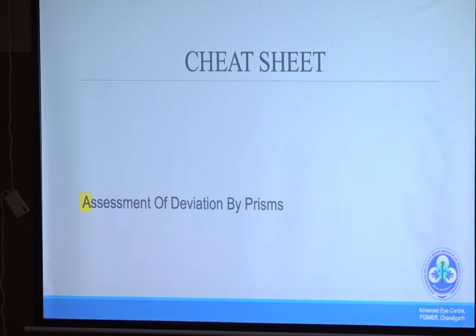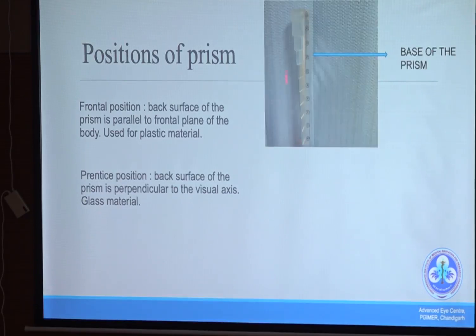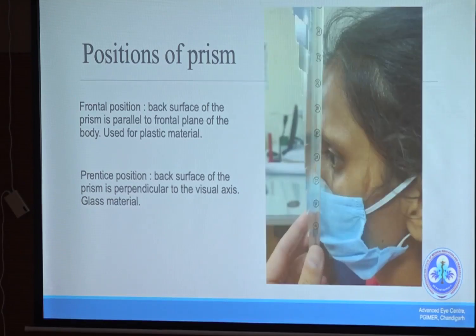The last thing that I want to tell you is how you assess deviations by prisms. Once you have established that yes, this is the exotropia I am dealing with, this is the movement that is seen on the cover test, now I want to measure it with the help of a prism. Always place the prism perpendicular to the line of sight, that is the visual axis, because mostly in the clinics we use glass prisms. So if you have a patient like this, you always place the prism perpendicular to the patient's eye.